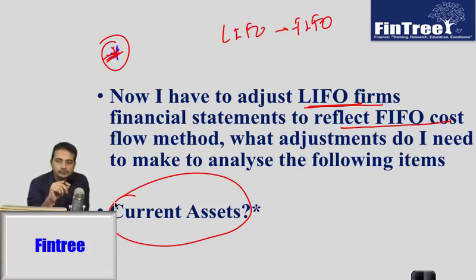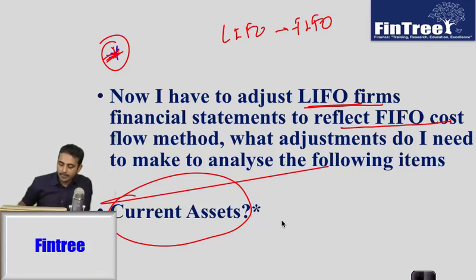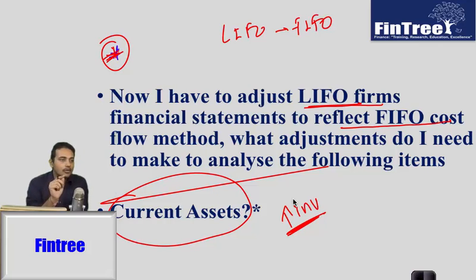We will increase what? We will increase inventory. Because you are shifting to FIFO, the amount of inventory should increase. What should be the increase of amount of inventory? It should be equivalent to the amount of LIFO reserve that we have. Will there be any other item?